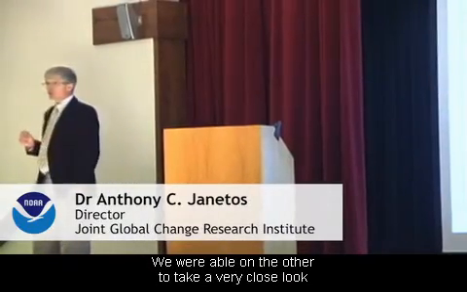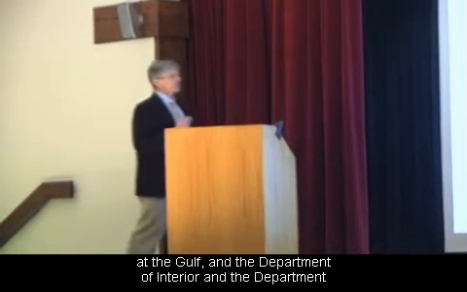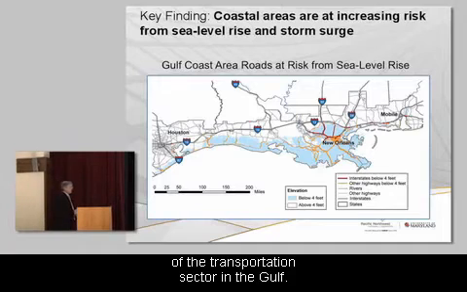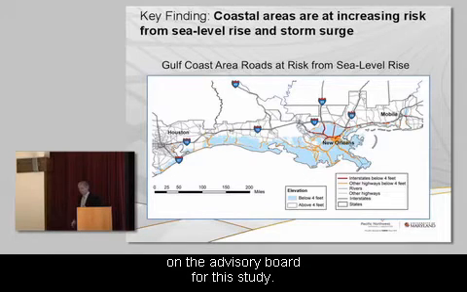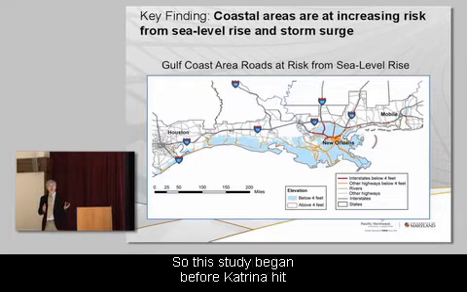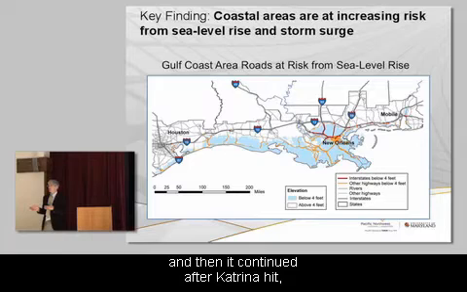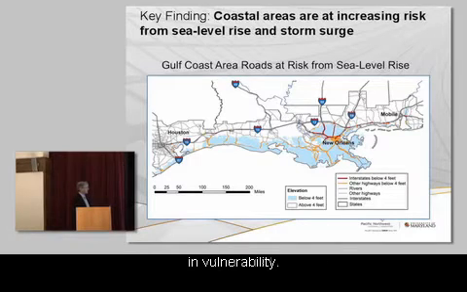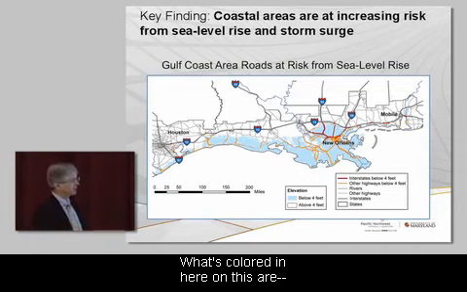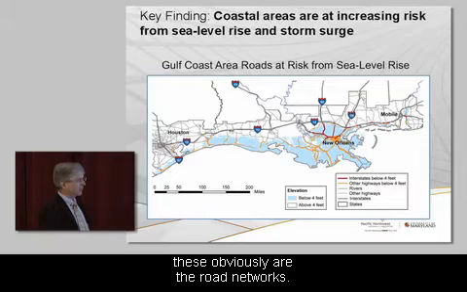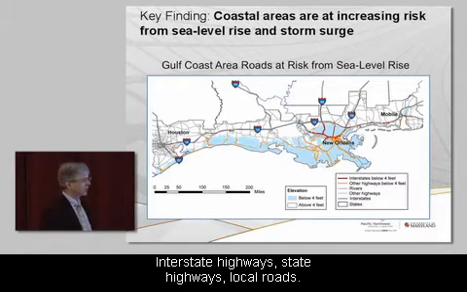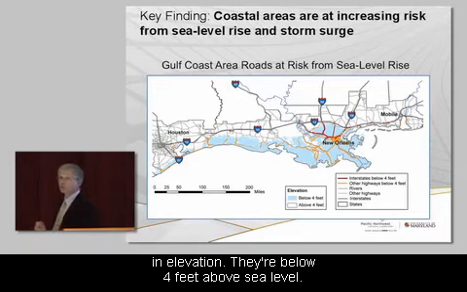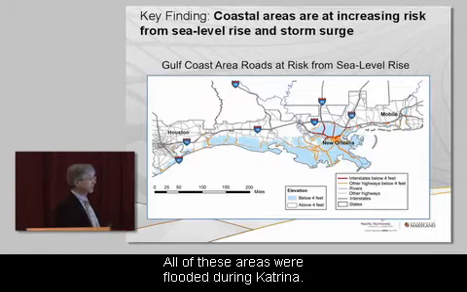We were able, on the other hand, to take a very close look at the Gulf, and the Department of Interior and the Department of Transportation did a very detailed study of the vulnerability of the transportation sector in the Gulf. And I was actually on the advisory board for this study. This study spanned Katrina. It began before Katrina hit, and then it continued after Katrina hit. And so we have, unfortunately, a very good natural experiment in vulnerability. What's colored in here, these obviously are the road networks, the interstate highways, state highways, local roads. What's colored in this bluish color are all the areas that are below 4 feet above sea level. All of these areas were flooded during Katrina.